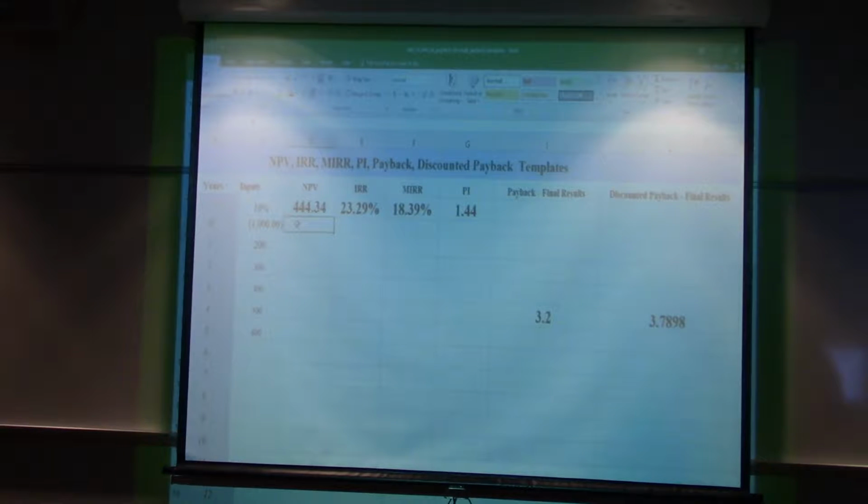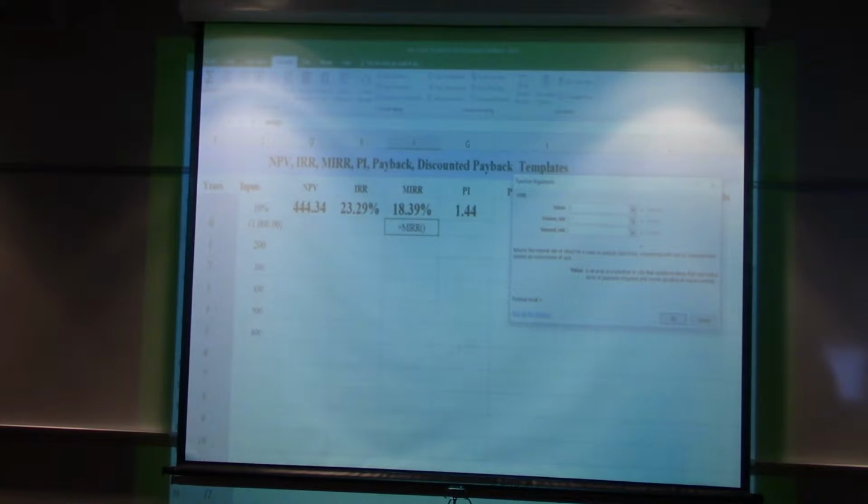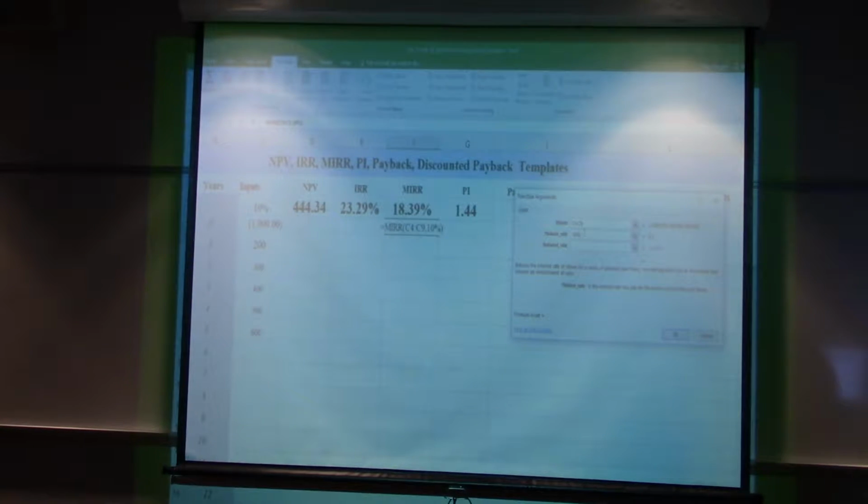So you guys got it? So you got the IRR. And did you get MIRR? For the MIRR command, you go to financial, look for MIRR. The values should be year 0 to year 5, and your finance rate should be, we're using the same rate in this case. Let's just use 10% for both, but it could be a different number.